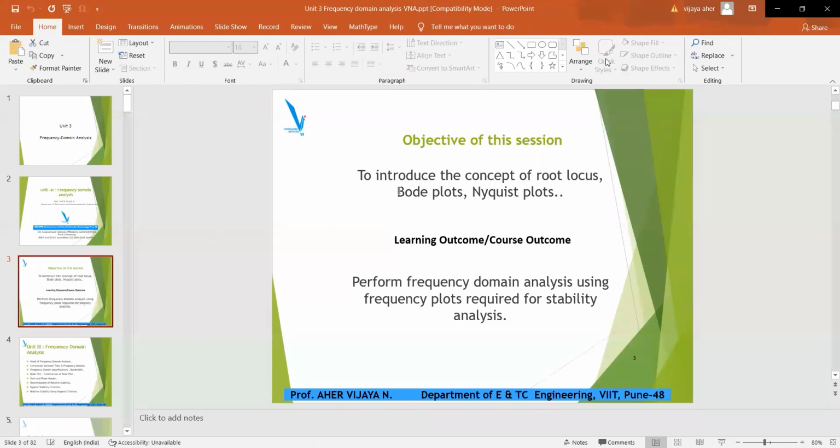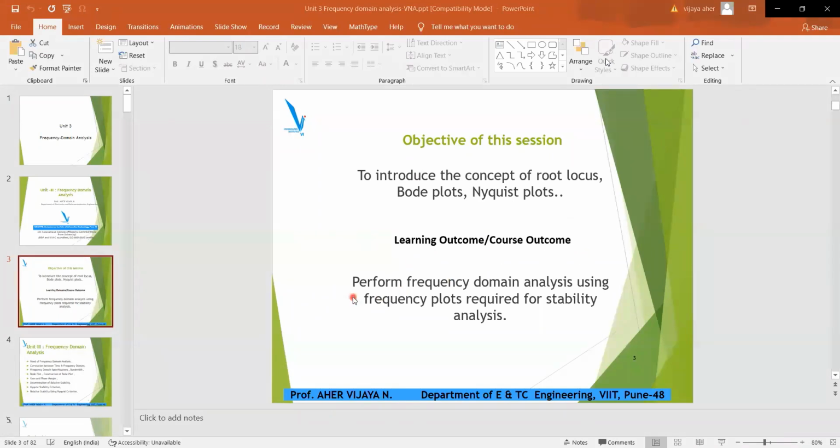So first you have to remember the objective, then the outcome, that is, the learning outcome. The objective of this session is to introduce the concept of root locus, Bode plot, and Nyquist plot. All these plots are related to frequency domain analysis. After studying all these things contained under Unit 3, students should be able to do this. This is your learning outcome, or you can say course outcome, for our course Control System.